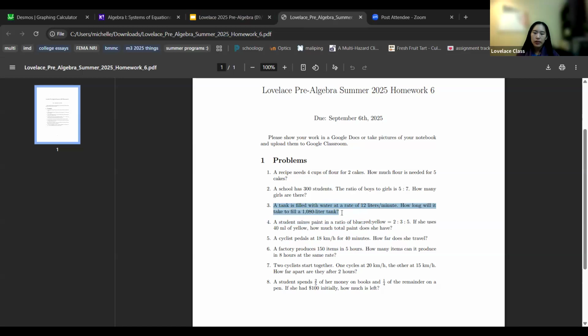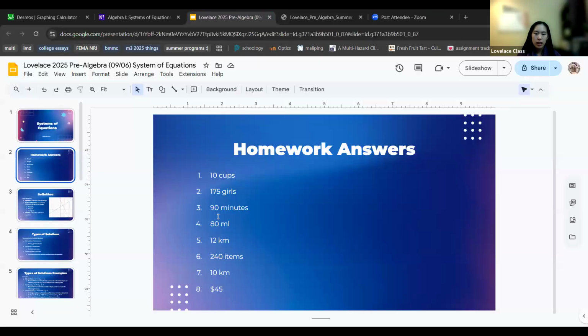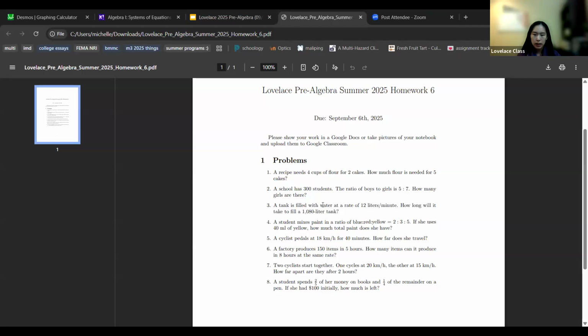For 3, a tank is filled with water at a rate of 12 liters per minute. How long is it going to take to fill a 1,080 liter tank? You can do 1,080 divided by 12, and that should get you the answer of 90 minutes.